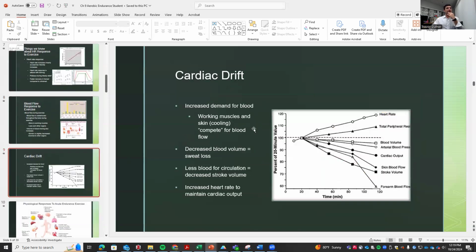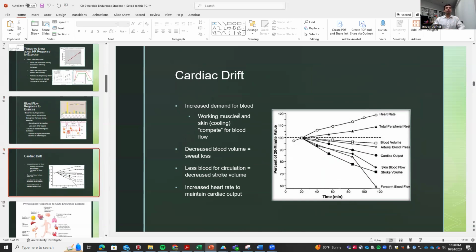With that is the idea of cardiac drift, right? So with the increased demand for blood, where's the blood going to go? We want it to go to the skin, we want it to go to the muscle, we've got to keep going to the brain, right? And what's going to happen over time as we're losing blood volume, i.e. sweating, is we're going to see something called cardiac drift. And what this really is, is a gradual decrease in the efficiency of the cardiovascular system.